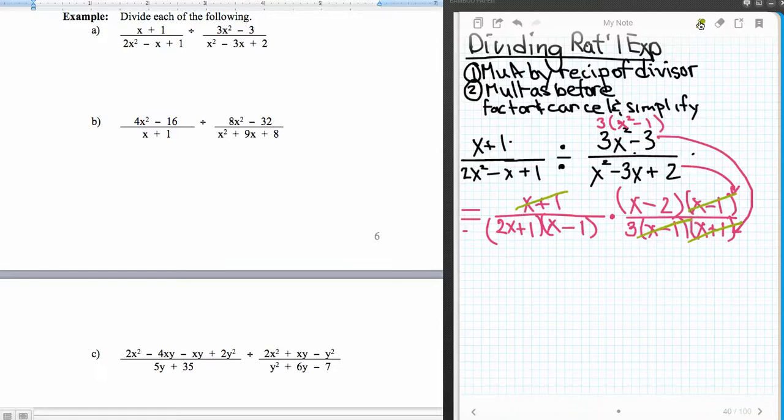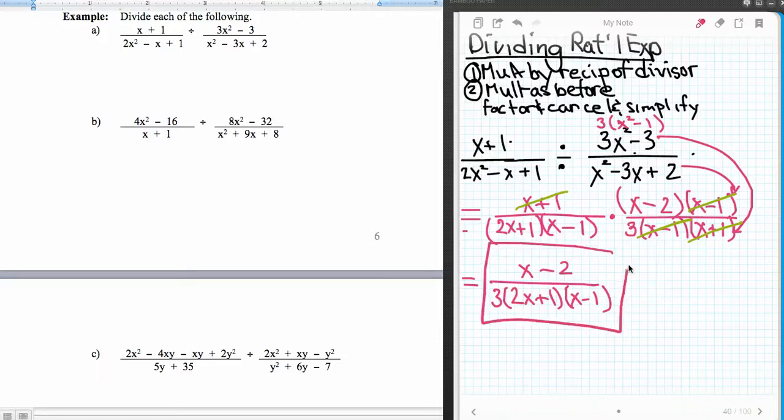So now I can rewrite this as a simplified version. So I have an x minus 2 left in the numerator, and then in the denominator I have 3 times 2x plus 1, and then times an x minus 1. Now remember, depending upon your type of book, you may see it just left as that, and in our text, Lehman's text, he is leaving it like that because we are in an algebra and intermediate algebra text.